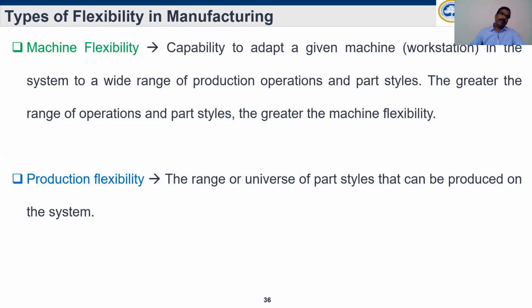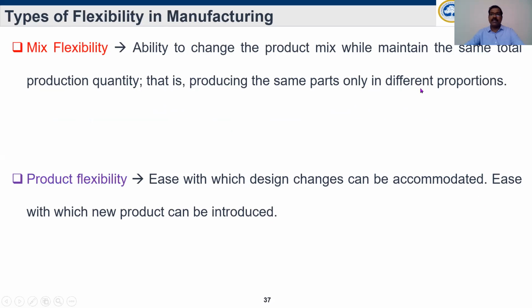Okay. The next point is production flexibility: the range or universe of product styles that can be produced on the system. This is also related to the previous one, but it is the overall production range. Next is mix flexibility: the ability to change the product mix while maintaining the same total production quantity. The production quantity is the same, but we produce the same parts in different proportions. The proportion is different, but the overall quantity is the same. This is what we call mix flexibility.